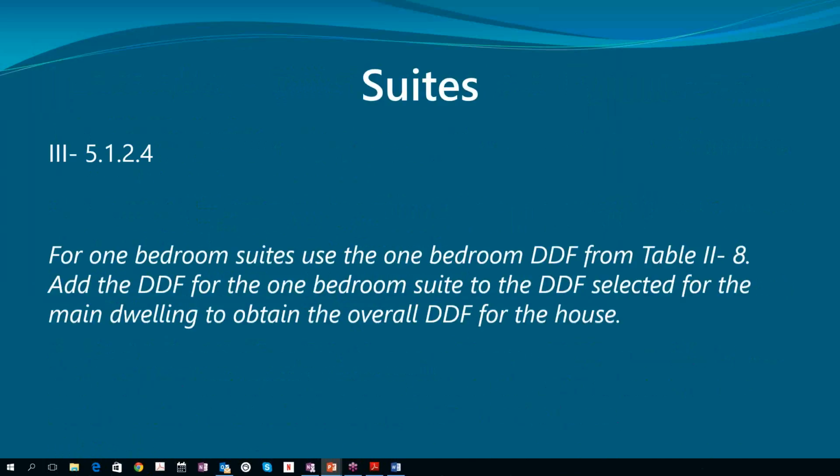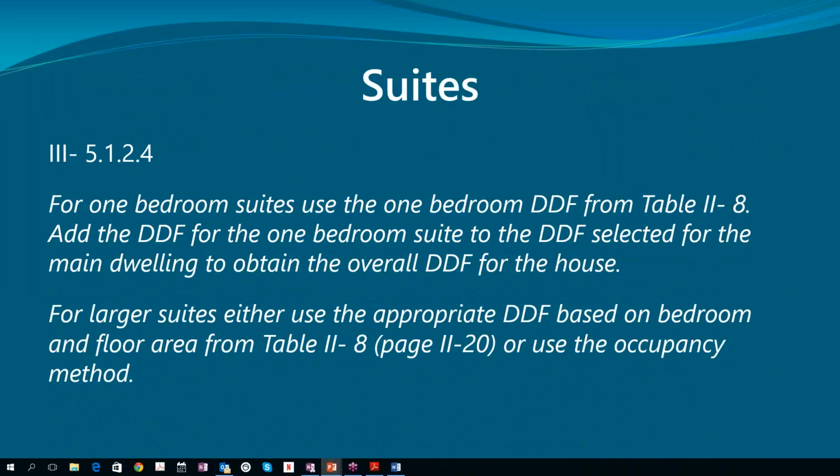Suites. I thought I was in good shape tonight in terms of time, but apparently not. So the short answer for suites is you need to add the two together. For a house that has a suite in the basement, for example, if there are 2 bedrooms upstairs and 1 bedroom in the suite, the DDF is not for a 3-bedroom house, it's for a 2-bedroom house plus a 1-bedroom house. I hope everybody gets that.